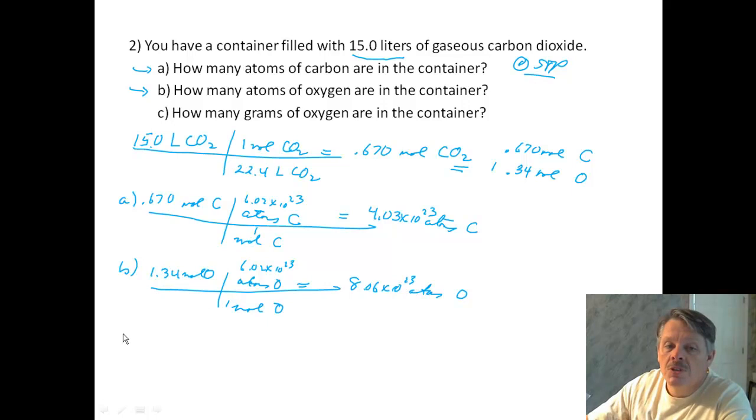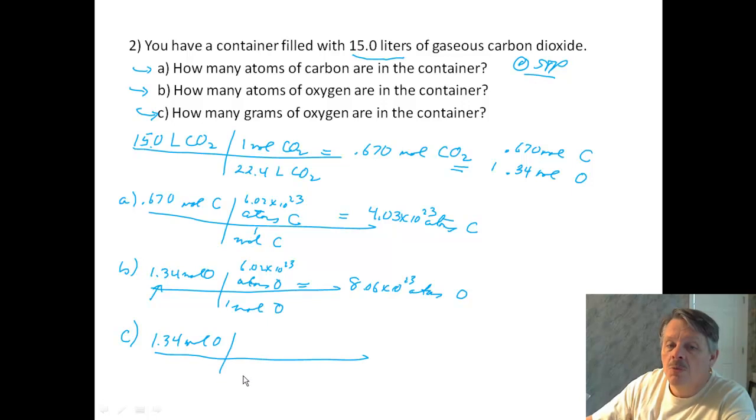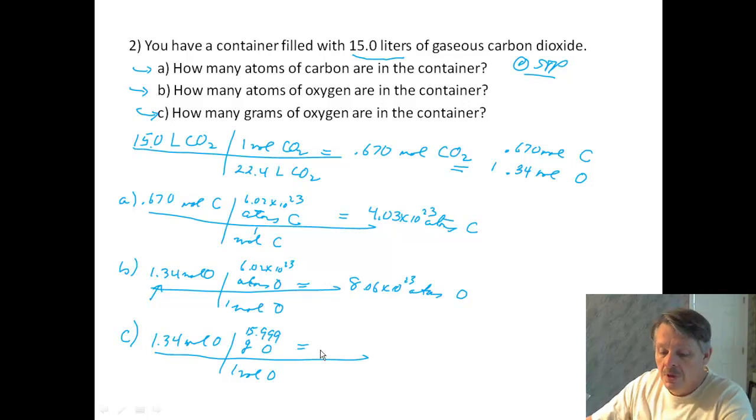What about part C? Part C is asking us for grams of oxygen. Well, we know how many moles of oxygen we have. It's right there. So if we have 1.34 moles of oxygen, and we want to go to grams of oxygen, well, we know from the periodic table that oxygen weighs 15.999 grams per mole. If I multiply that out, I get 21.4 grams of oxygen.